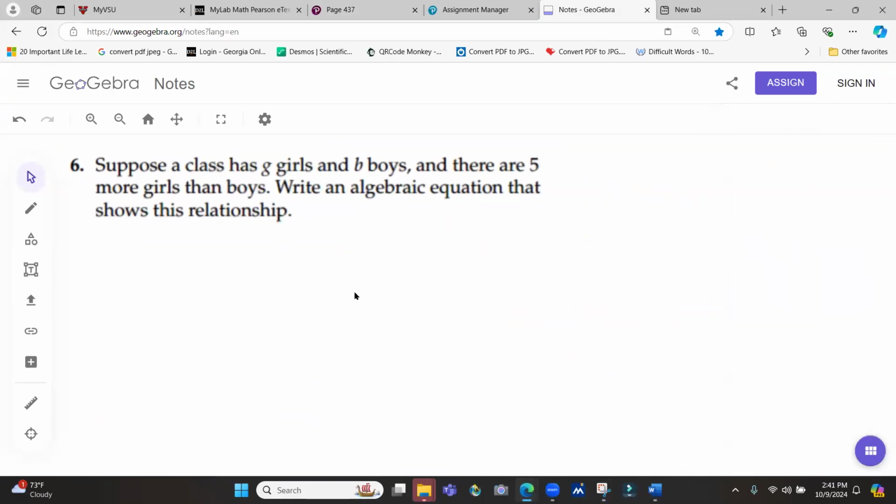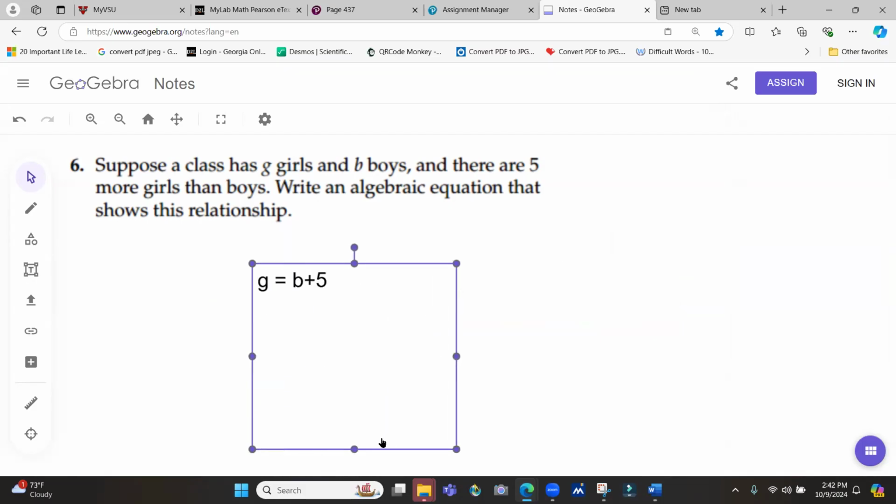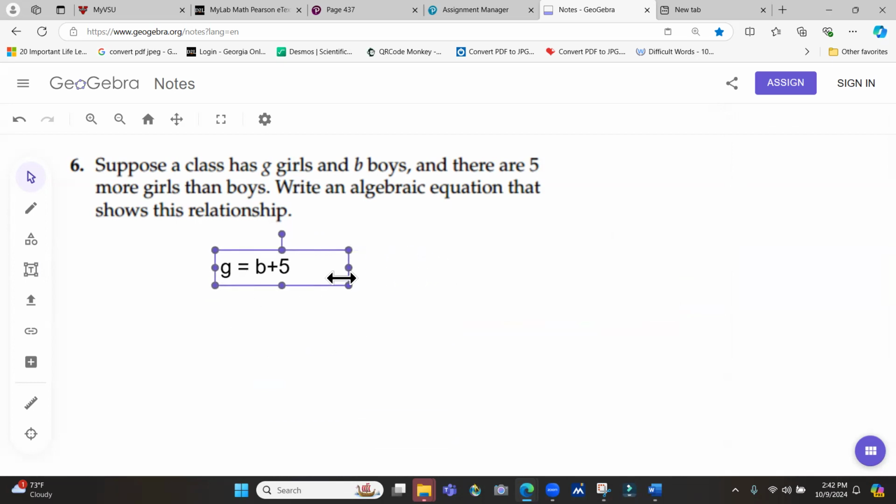All right. Suppose a class has G girls, B boys, and there are five more girls than boys. So again, there are more girls. So you're going to take the number of girls and it should equal B plus 5, not the other way around. There are five more girls, so the number of girls is bigger. By how much? By 5. And you're adding. There are five more girls, not 5 times as many girls as boys. That would be multiplication. This one will be G is equal to B plus 5.